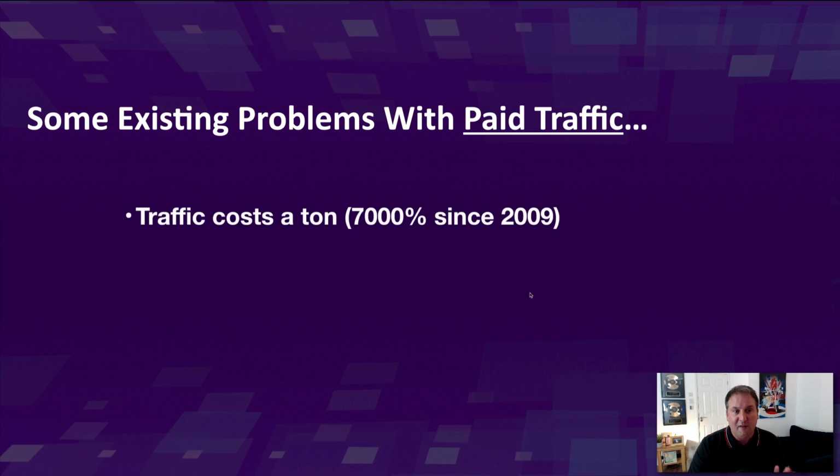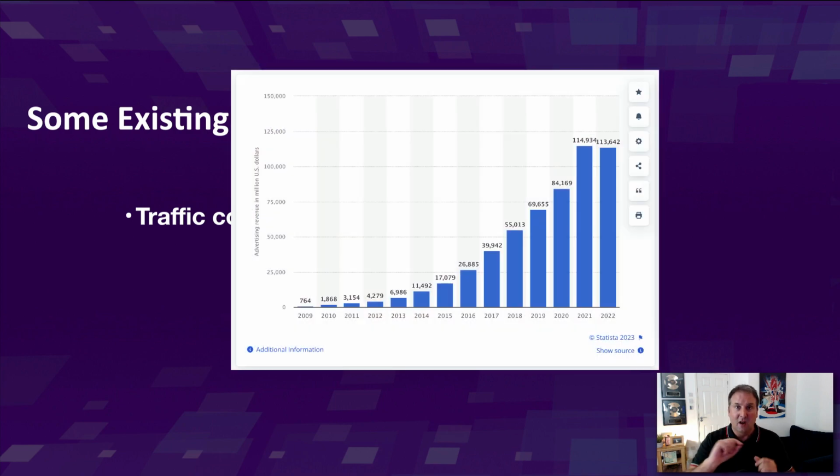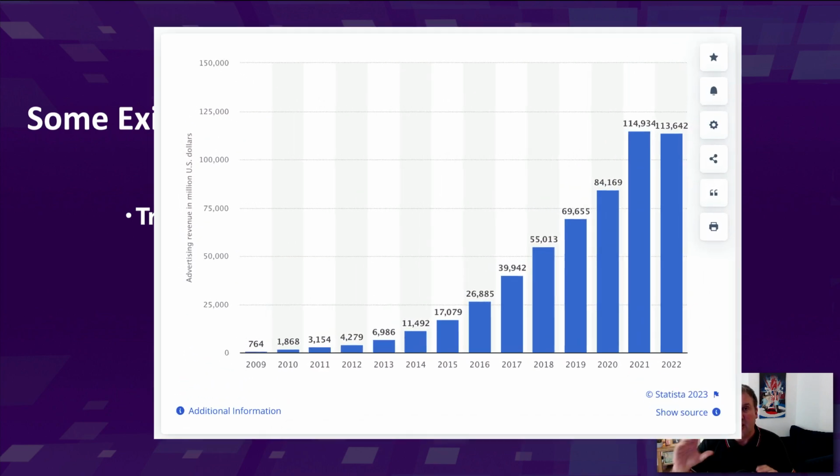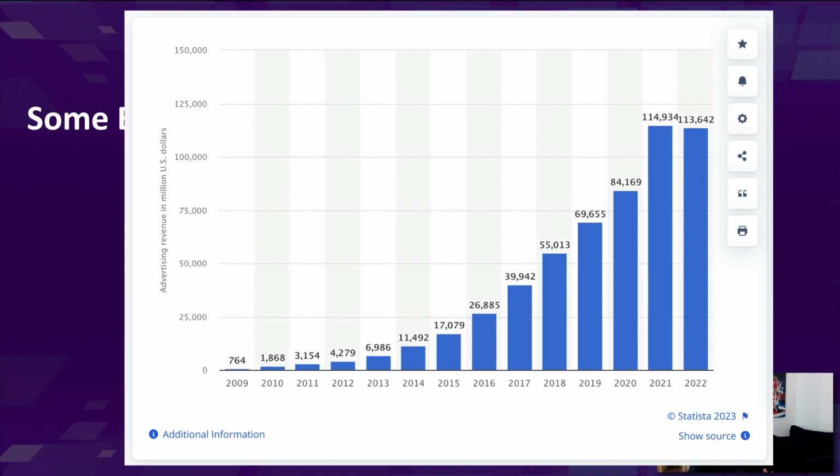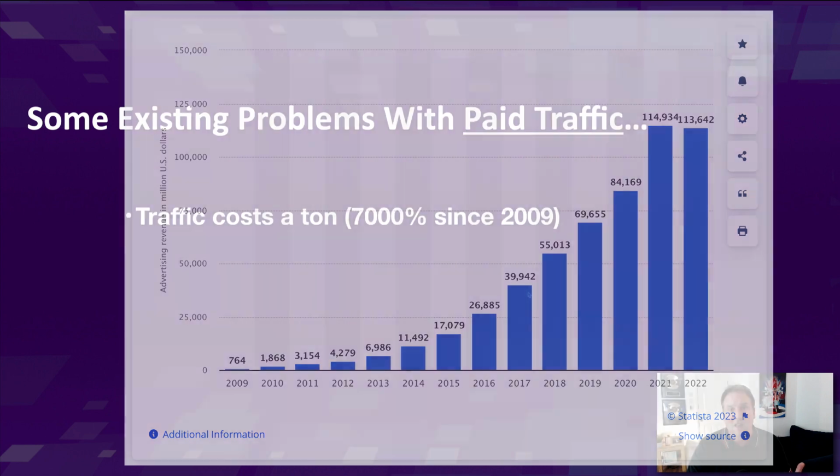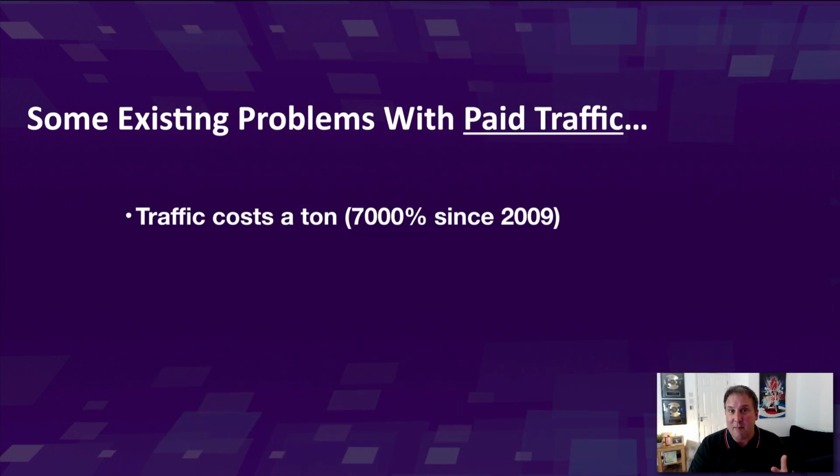So paid traffic costs a ton, right? It's actually, I think, 7,000%. I'll post up a graph that shows you how much ads have increased since 2009. That's on Facebook. But basically it's crazy amounts, right? It's a red ocean everywhere. And it's really hard to actually get paid traffic to convert so that you're making a profit.